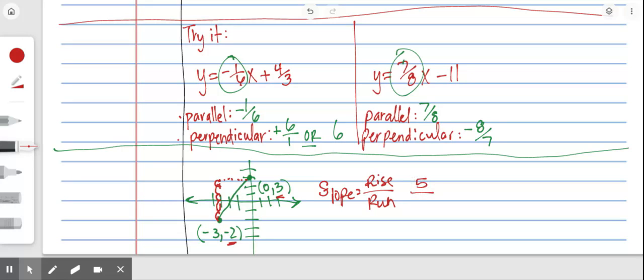And then run is from left to right. So I count 1, 2, 3 to go from negative 3 to 0. And that is 3. Okay, notice both of these are positive because I rose up and I ran to the right, okay? If your slope is going downward, like if it's going this direction, then you have a negative slope. But when it is going upward, like this one is, this is a positive slope, okay? It's like slope man, which I'm sure that you've heard of before.